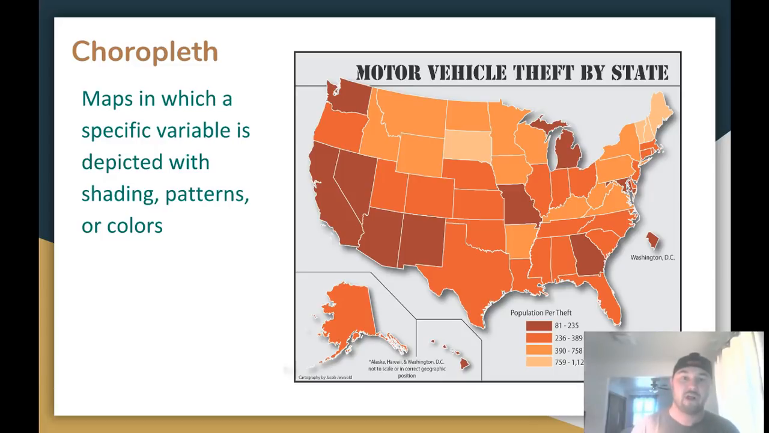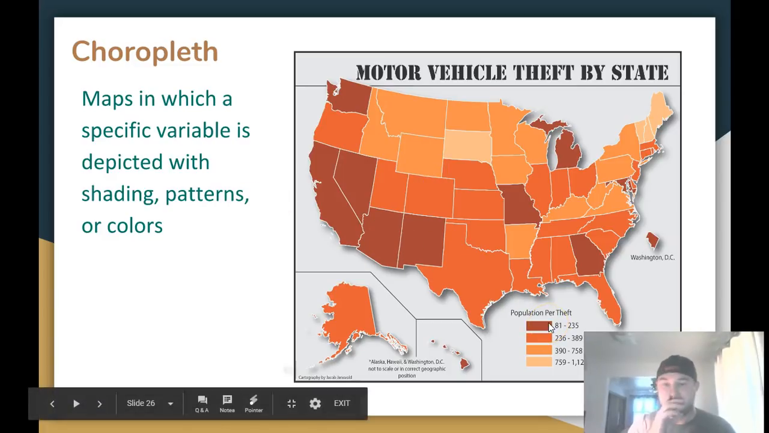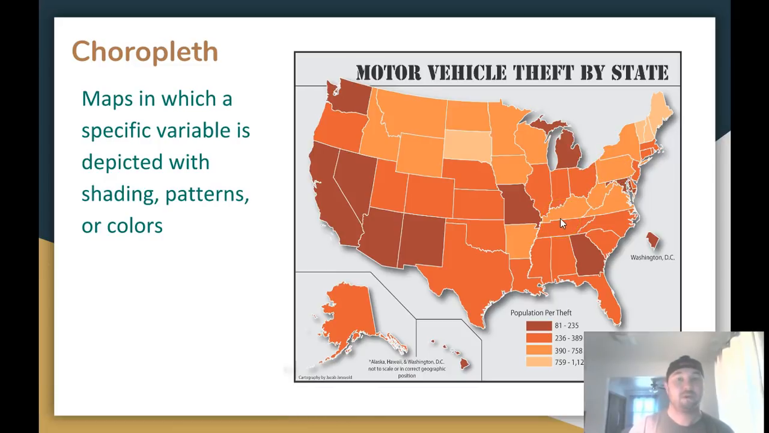So the variation of colors. All right, dark red means one color or one item, so thefts per vehicle, 81 to 235. Okay, and then you're going to switch it up to 759 to 1128 for this kind of really light orange reddish color. Okay, these can always vary. It doesn't always have to be a national map. It could be a world map as well. Just remember that the color means one item. Usually, darker means more and lighter means less in most cases.